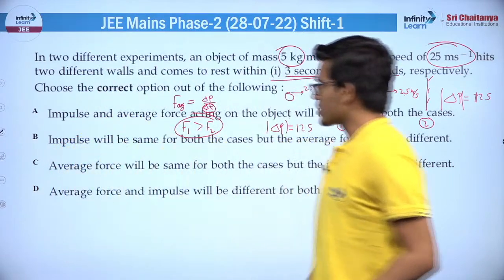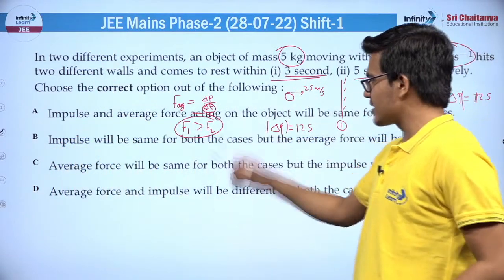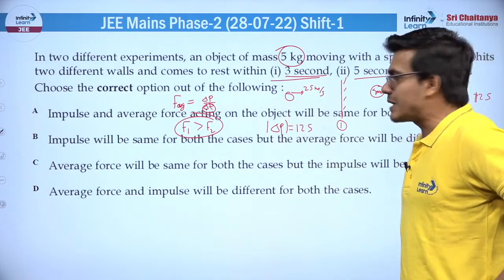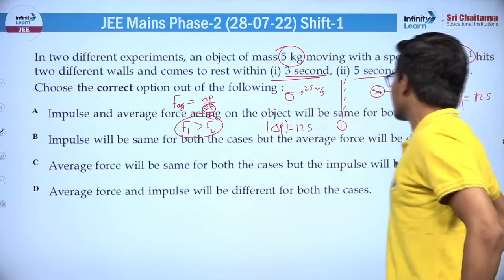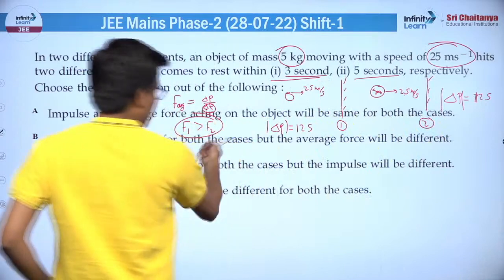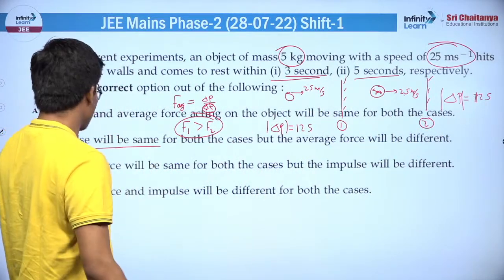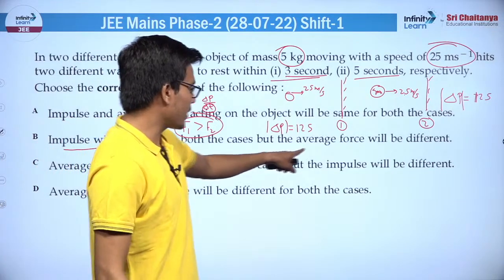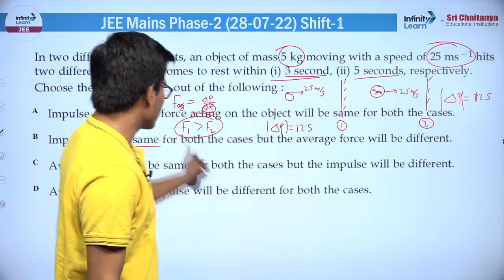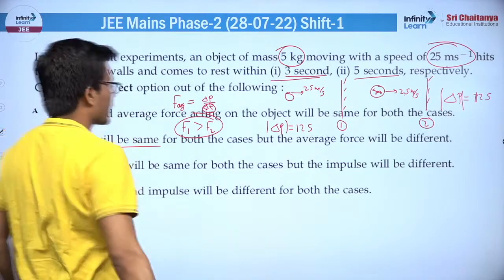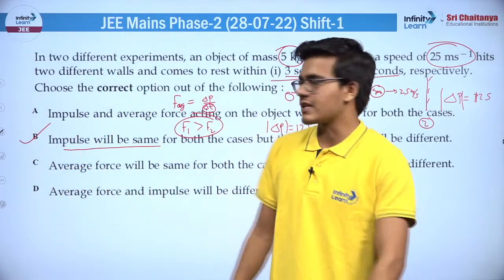Now let us read the question and the options. First option says that impulse and average force acting on the object will be the same. So I don't think they are the same. Impulse is same but not the force. Impulse will be the same, yes, correct, in both cases, but the average force will be different. Yes, average force will be different and the first one will be greater than the second one. So B option is right.